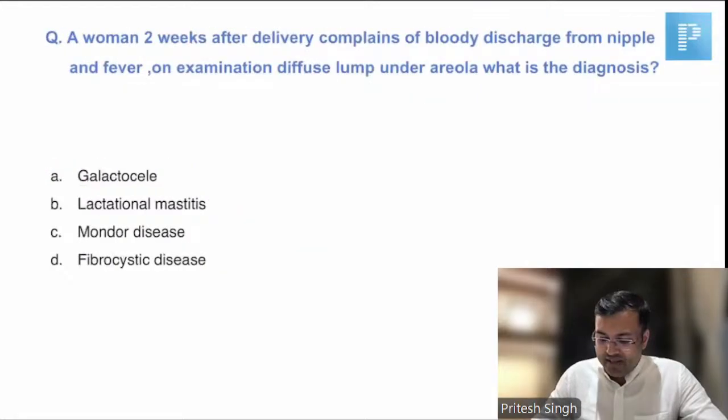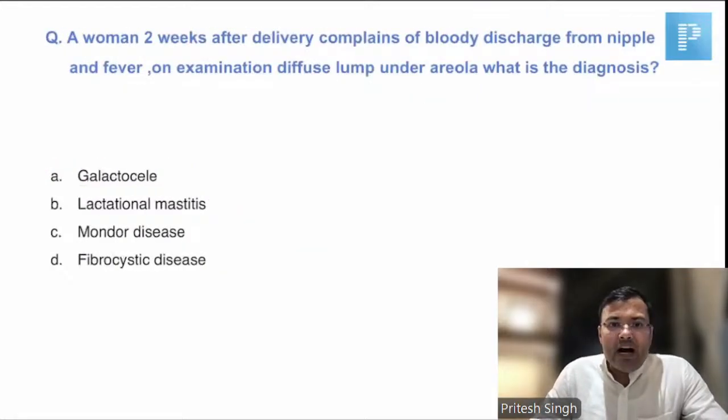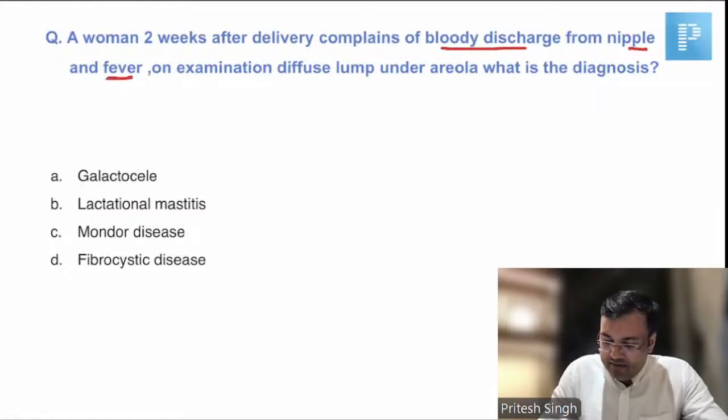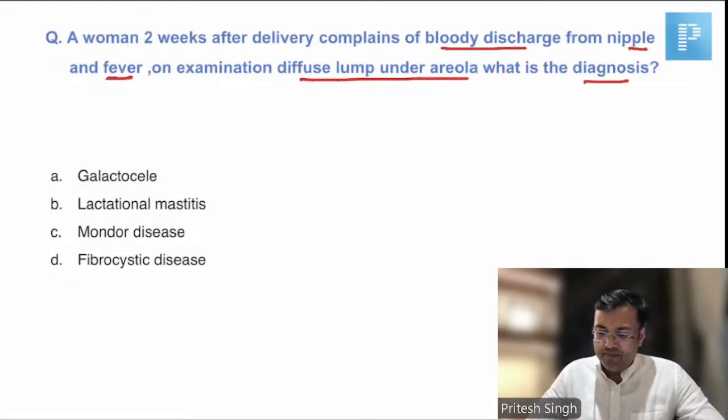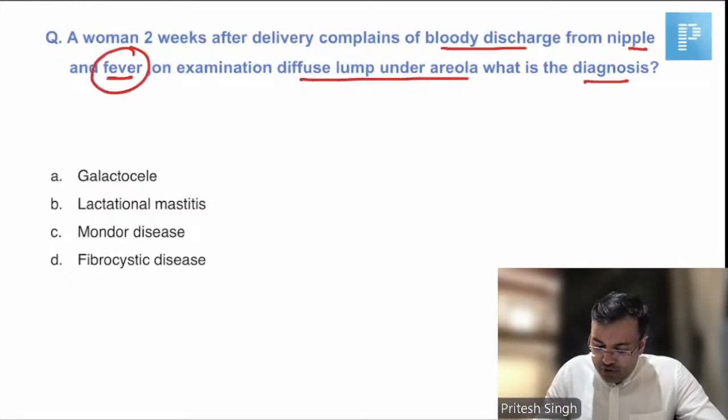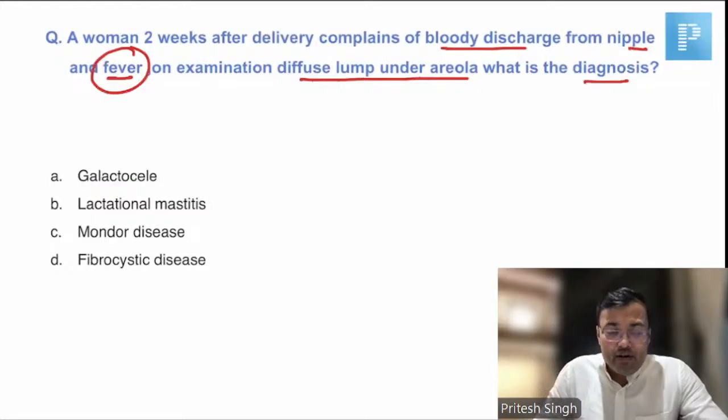Clear? Next, a woman 2 weeks after delivery complains of bloody discharge from the nipple and fever. On examination, diffuse lump under areola. What is the diagnosis? Bloody discharge, simultaneously fever. Clear? So most probably it is related to what? Inflammation, because she is lactating 2 weeks after delivery.